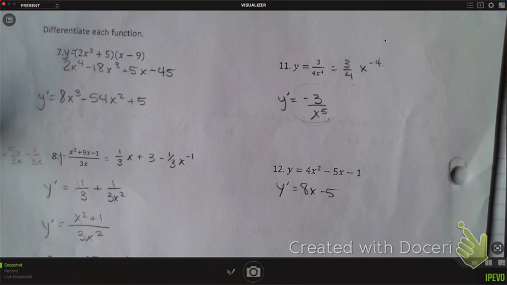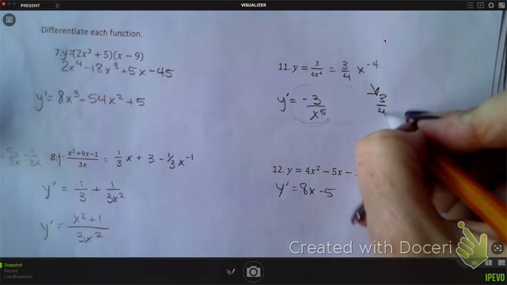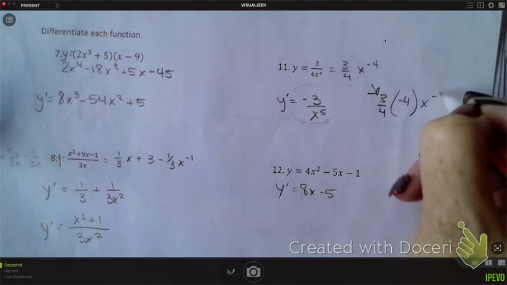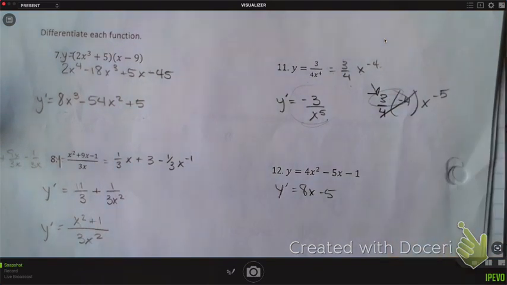I don't know how. Okay. The derivative would be 3/4 times negative 4 x to the negative 5th. So that leaves you with negative 3. Those 4's reduce out. Where did you get the x to the negative 5th? Because negative 4 minus 1. Oh yeah, I forgot to do that.